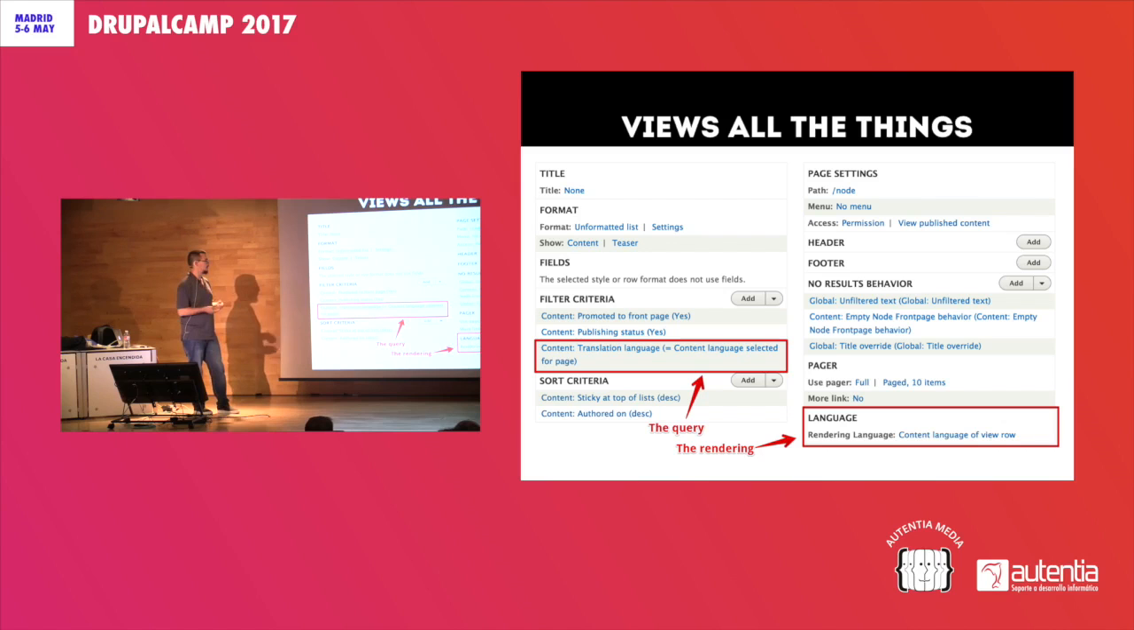So you can say: show all the nodes in German, but show them in the original language. This is something you can do. Like maybe you are building an admin interface for a set of users that use a specific language, and they need to know which content they need to translate. These are not tied. You can do any combination you need for the query and for the rendering.